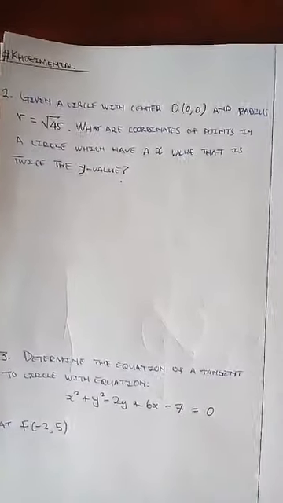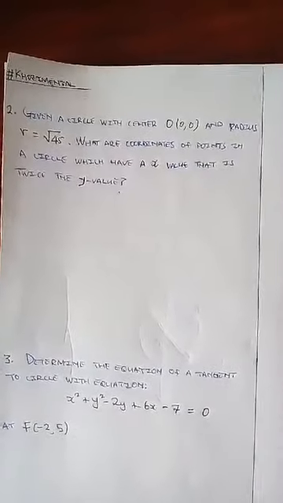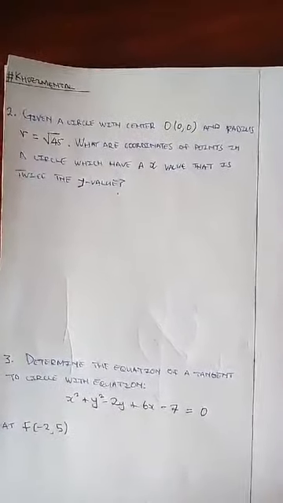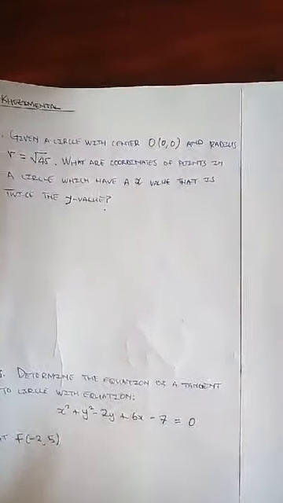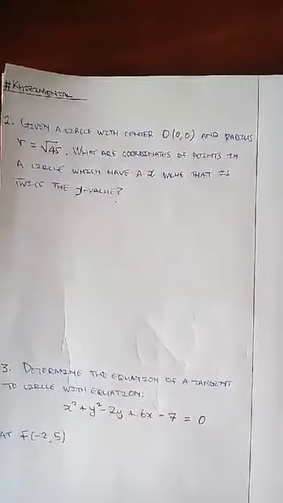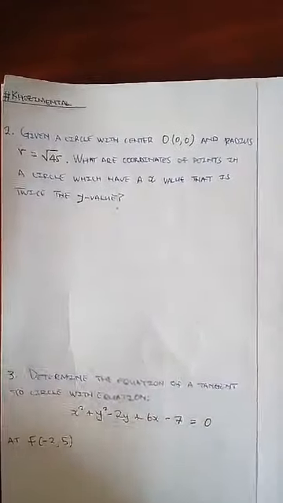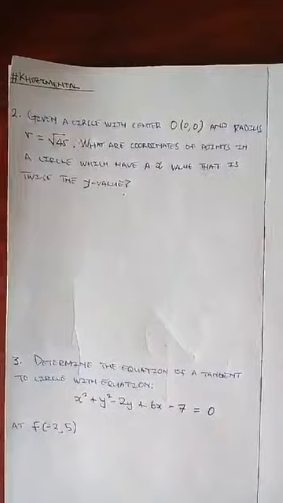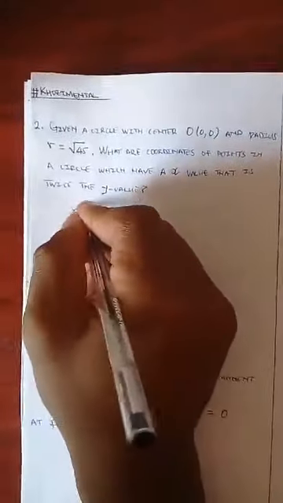So let's read it again. It's saying you're given a circle with a center at the origin, and the radius is r, the root of 45. So they're asking, what are the coordinates of points? So there are points in this circle which have an x value that is twice the y value. Okay, so how can we proceed? We start by what we know, the famous golden rule of mathematics. You use the knowns to get the unknowns. What do we know? We know the equation of a circle.